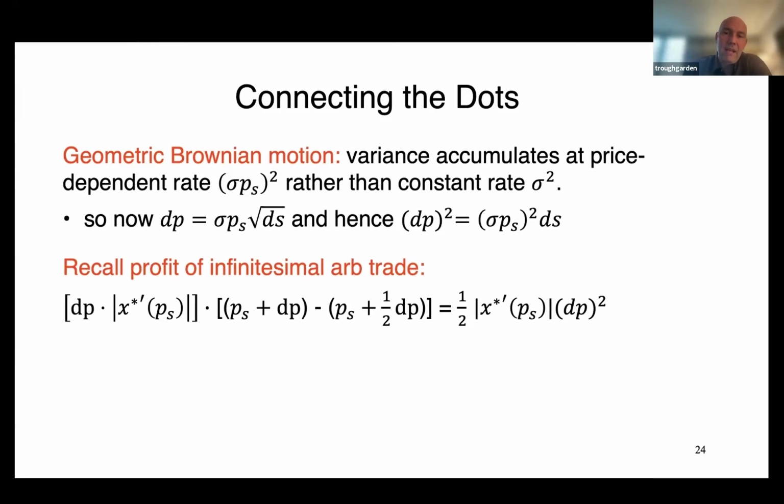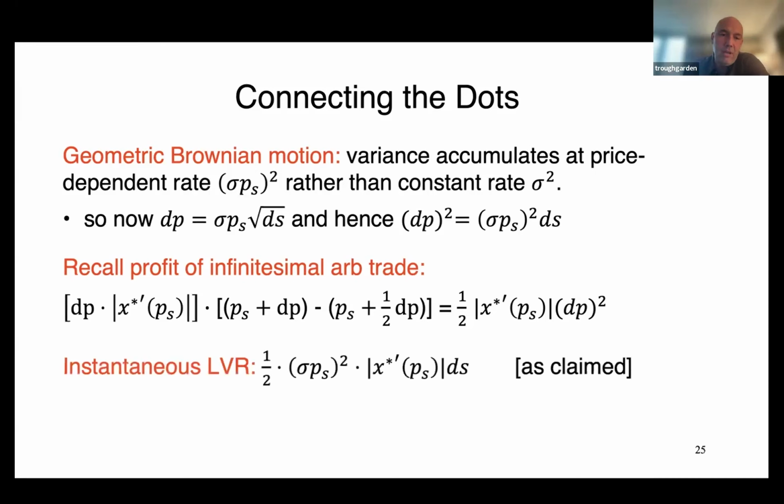We can now plug in that equation on top for the price difference squared, and we get the instantaneous LVR as claimed. So we get the 1/2, the dP squared now becomes our quantity sigma P_s squared, and again, we have that marginal liquidity appearing there, crucially.